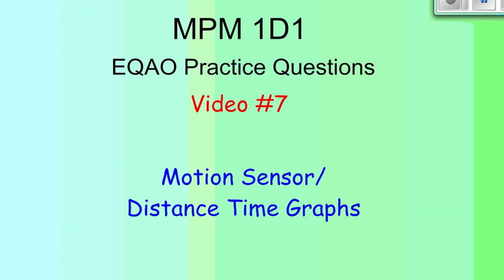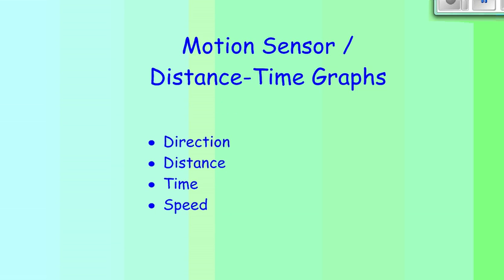This video is for grade 9 academic students who are practicing for the EQAO in June. It's video number 7. In this video, we'll be focusing on motion sensor and distance time graphs. And as you probably already know, when we look at motion sensor or distance time graphs, we're usually looking for direction of motion, distance traveled, time, and speed. So let's look at some questions.